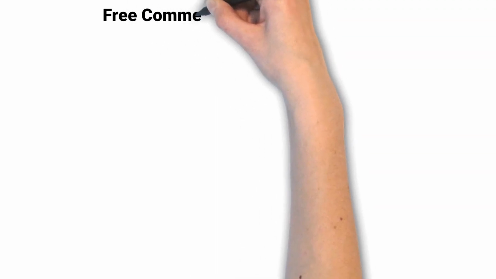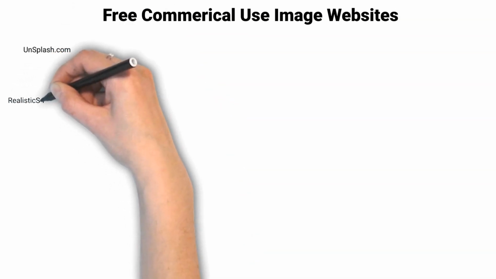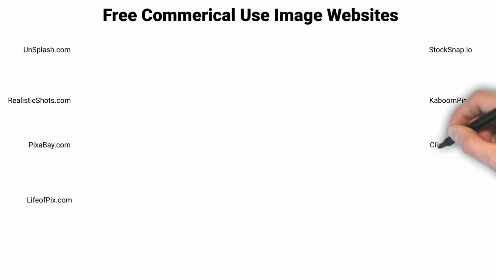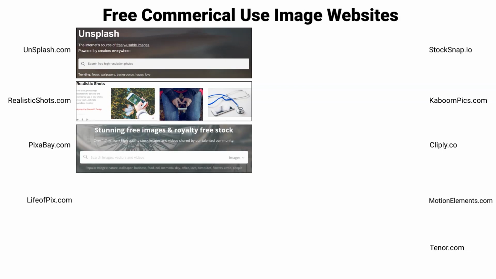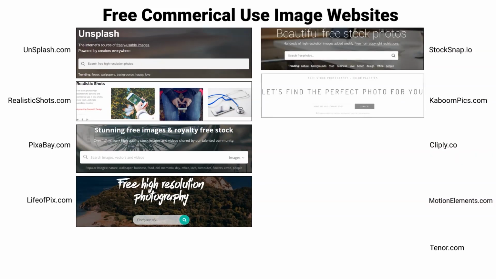All websites listed on this page offer free commercial use images for your projects. Pixabay is amongst the most popular, but not the only website available for free commercial use images. Let's take a look at Unsplash.com. They offer some pretty fantastic images, and their license states free commercial use. RealisticShots.com has some extremely nice images. Then we have Pixabay. We all know Pixabay. Life of Pix has a lot of good images inside there. You have Stock Snap and Kaboom Pix.